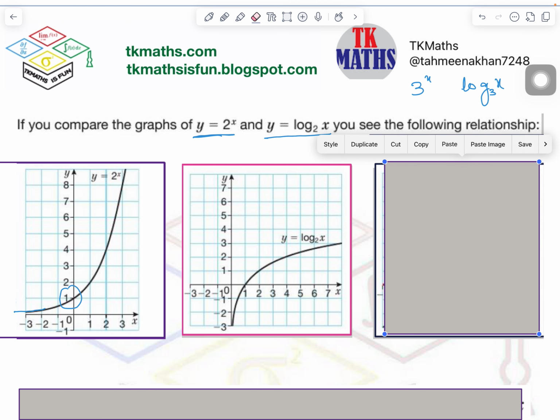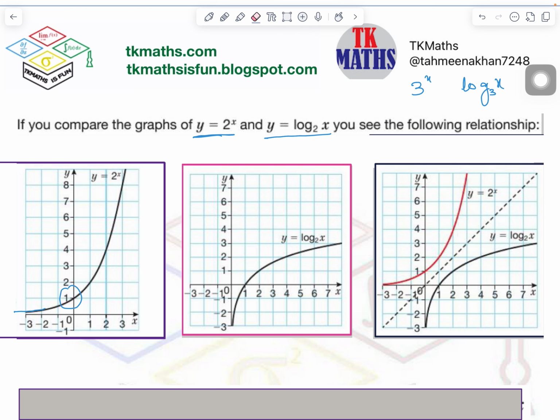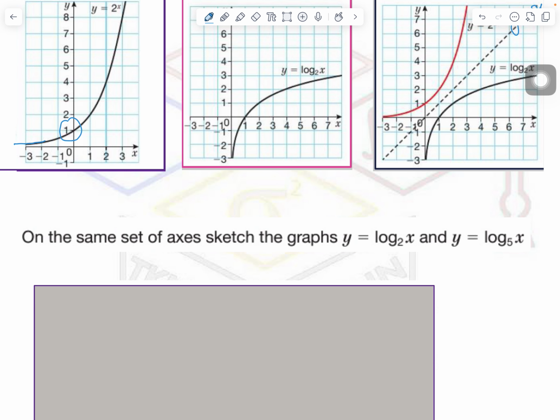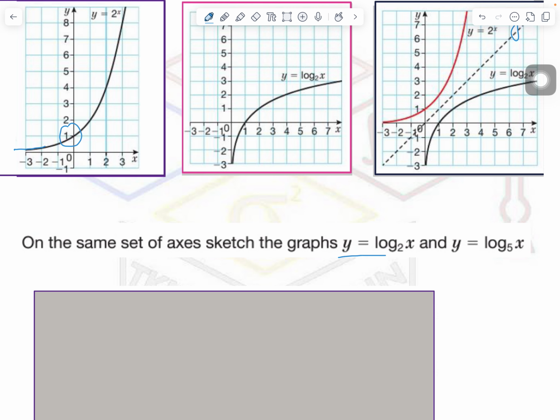If you see, both of them are basically reflections of each other in the line y equals x. So this is extremely important. When you have to sketch these two graphs, you always show the line y equals x and show the reflection of each other. Now the next thing is y equals log x base 2, y equals log x base 5. If I change them into index form, it is basically 5 power x and 2 power x, right? So these graphs are reflections of each other in the line y equals x.